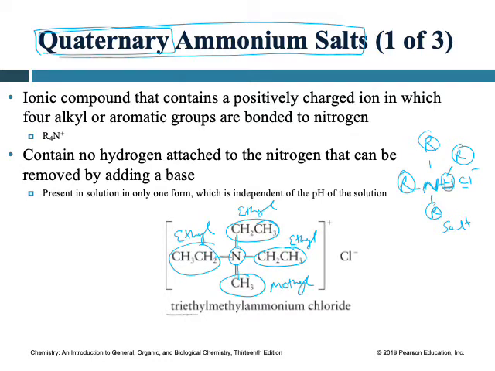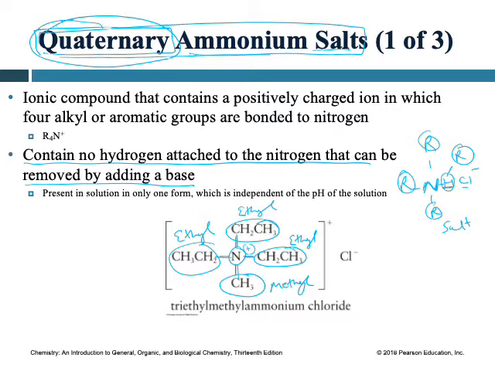So if all the bonds of the nitrogen get replaced by an alkyl group or any aromatic group, that salt normally we call a quaternary ammonium salt, right? This is the positive sign. And remember, in quaternary ammonium salt, we don't have any bond attached to the hydrogen. Nitrogen is not bonded to the hydrogen atom. It contains no hydrogen attached to the nitrogen that can be removed by adding a base.